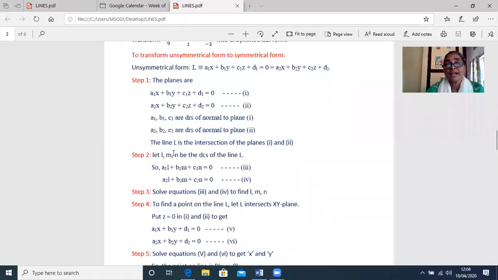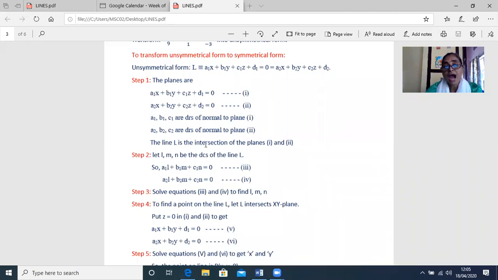Now you are writing the equation of the line, no? So what is this line? This line is the intersection of these two planes. Means this line is lying on plane 1 and lying on plane 2. So any normal to plane 1 is also a normal to L. Any normal to plane 2 is also a normal to the line L. Because line L is lying on both the planes, the normal to the plane is also normal to the line L.